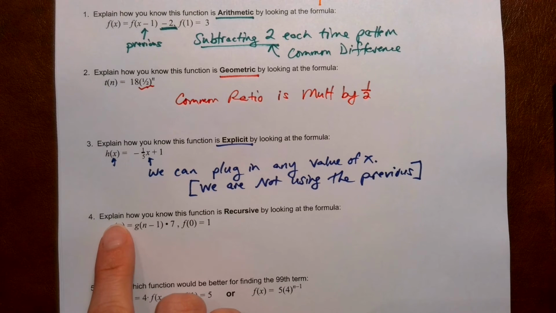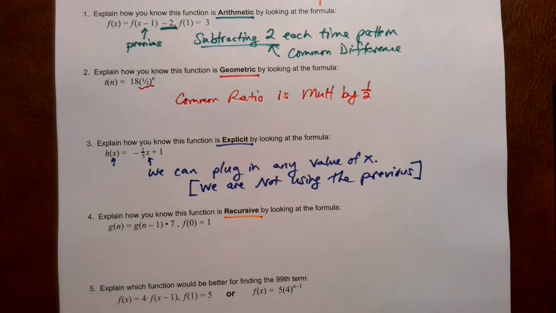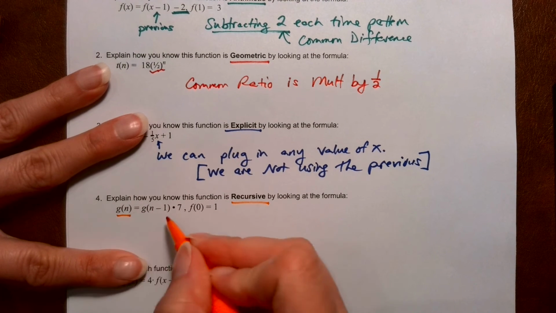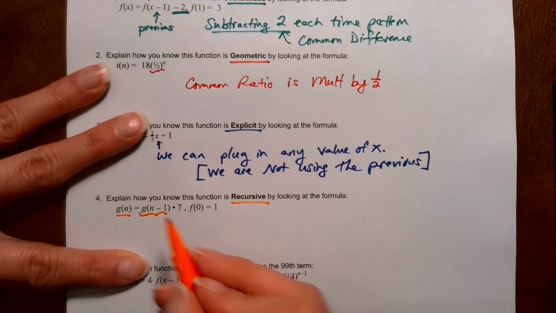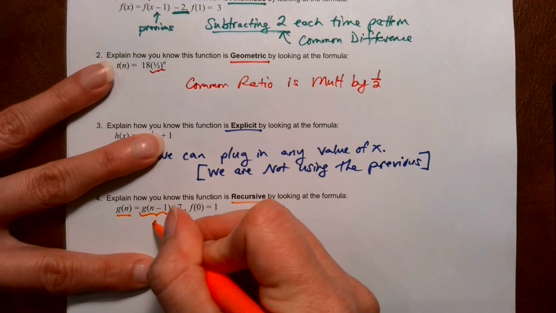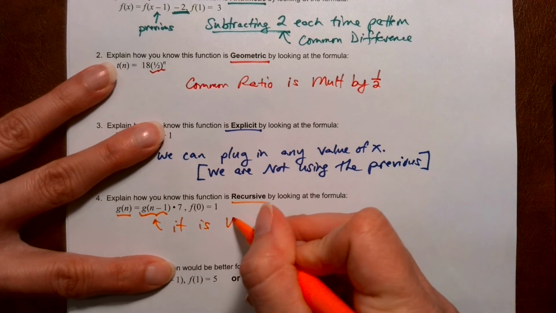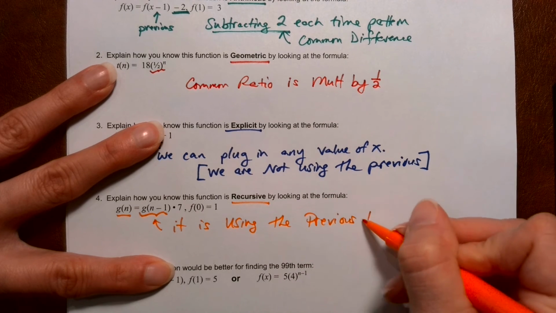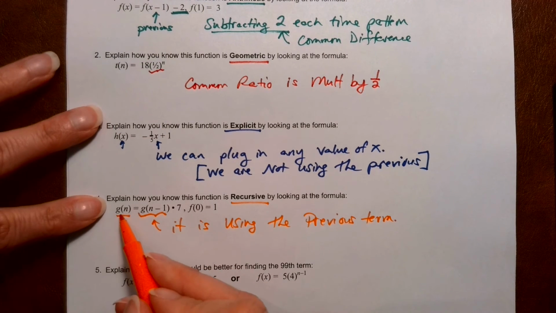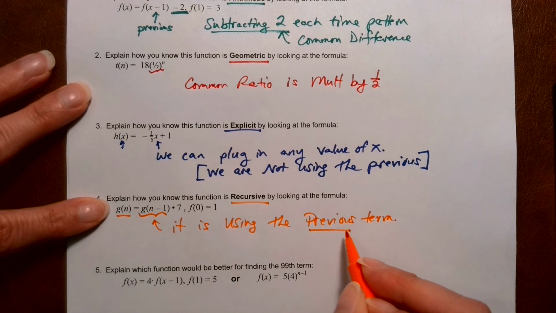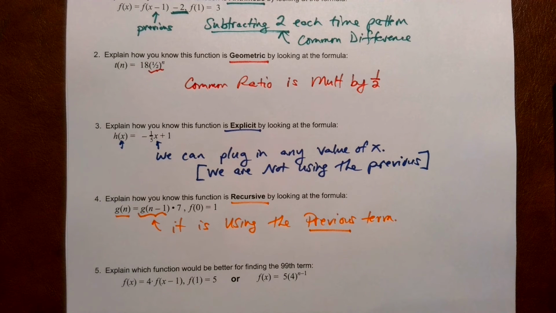Number four. How do I know this function is recursive? Recursive is, I think, one of the easier ones to spot. Right here, g of n has g of n minus 1. When I see that function but one input less, I know it's recursive because it is using the previous term. I can't find g of 100. I have to know g of 99. So previous is the good word to use when you're explaining recursive.